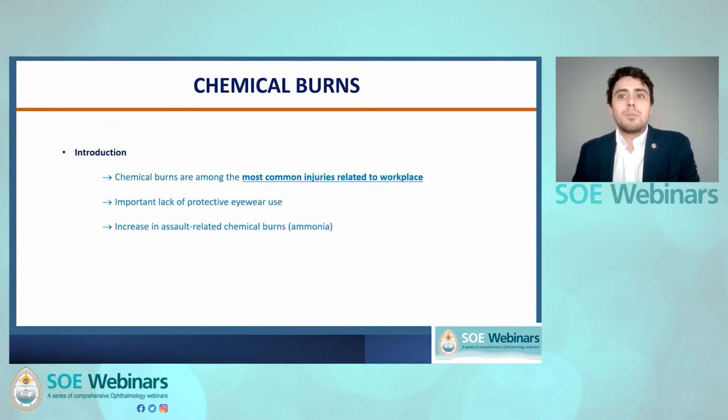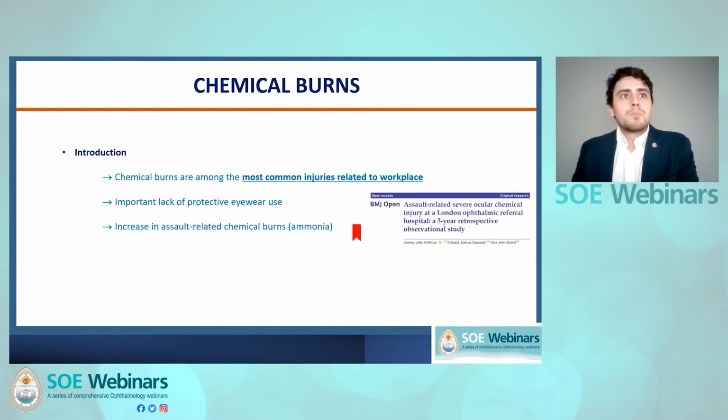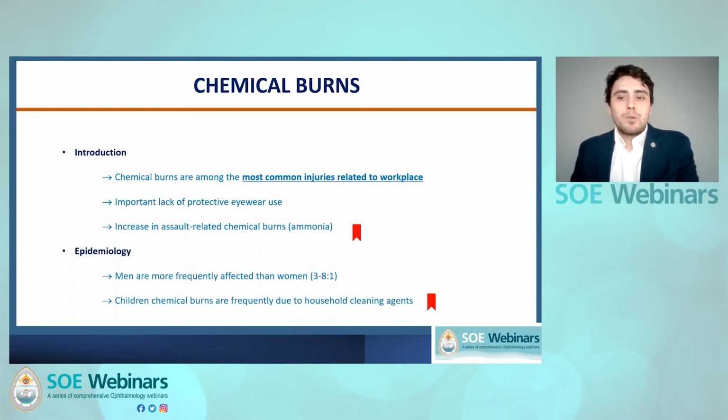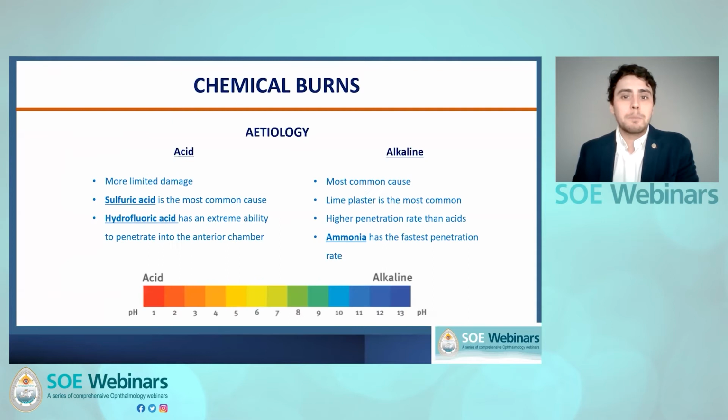Now we will talk about chemical burns, which are one of the most frequent causes of occupational accidents. It's important to know that most of them could be prevented with the use of protective glasses. So labor education should be one of our weapons to combat this pathology. Although in recent years, a change has been detected in the pattern of presentation, with a significant increase in assault-related chemical burns. Men are more frequently affected than women. And something that I would like to point out is chemical burns in children, which are frequently related to household cleaning agents, and most of them could be prevented.